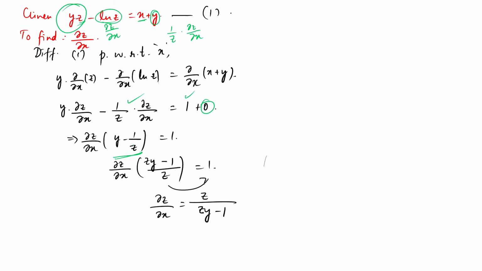1 upon z. So when you take LCM, it is going to be (zy minus 1) upon z equals 1. So when you take this quantity, which is in multiplication here, to the other side, it goes as division. So 1 divided by (zy minus 1), and the denominator to the denominator, hence it goes to the numerator, and that is why you have these things. Okay, this is your derivative.